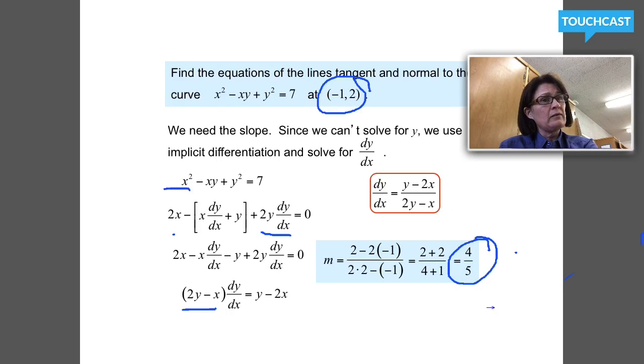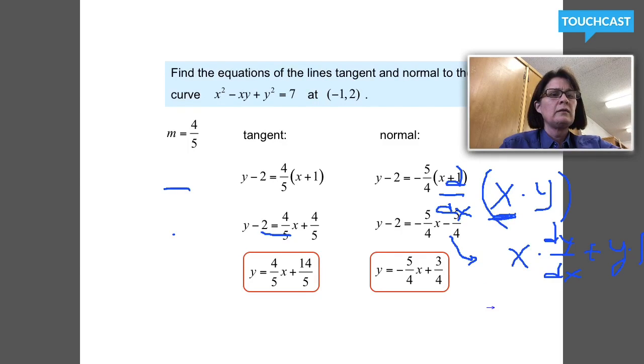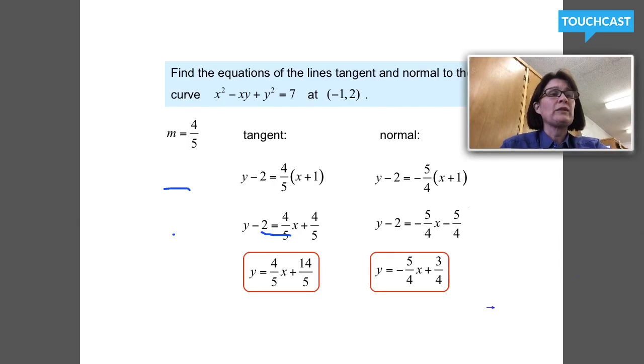So I know an ordered pair on the line I want. I know the slope. I'm going to use point-slope form to write the equation of this tangent line. And just notice that once I have the equation for the tangent line, I'm simply going to use the opposite reciprocal slope with the same ordered pair to write the equation of the normal line. Notice if you're taking the free response section of the test, you can feel totally free to leave your answer like this or like this. You're welcome also to change into slope-intercept form. They both get full credit.